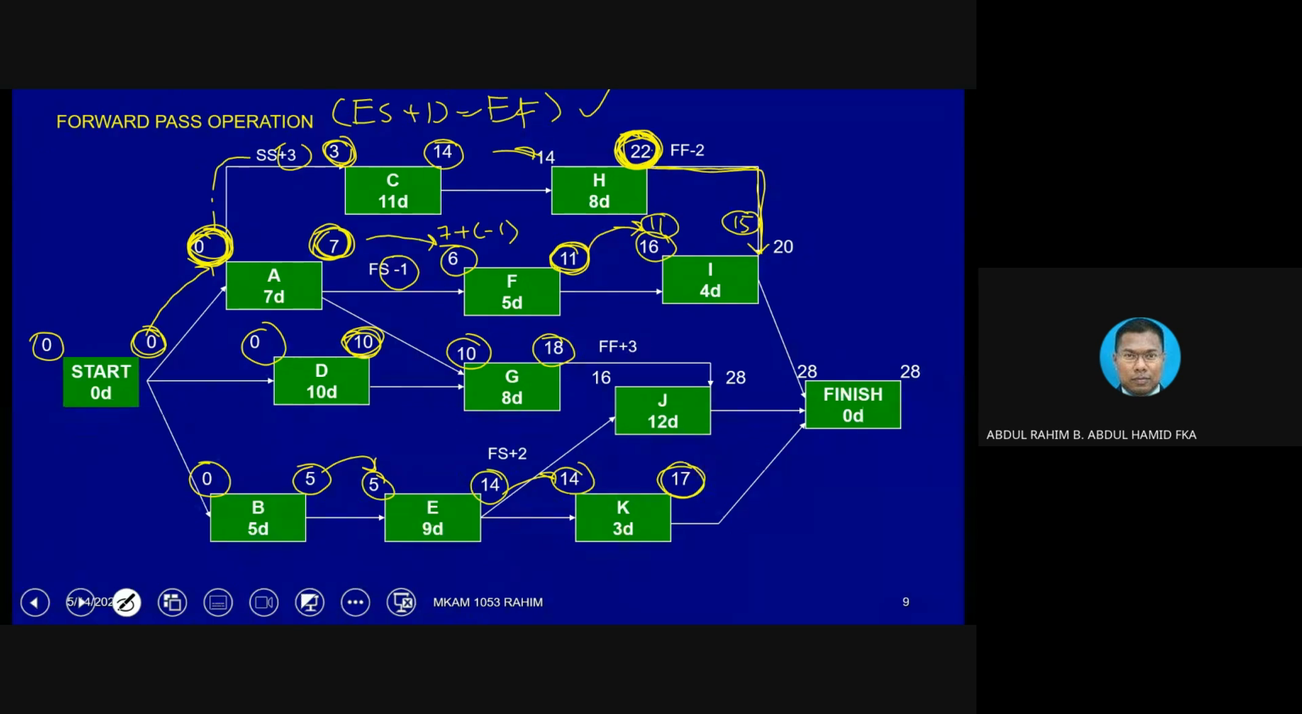But since it is -2, how does the calculation look? 22 plus minus 2. Because remember, this is a forward pass. Everything needs to be plus with plus. 22 plus minus 2, as in 22 minus 2, is equivalent to 20. So this 20 is the one we put here. This is how we determine the values.